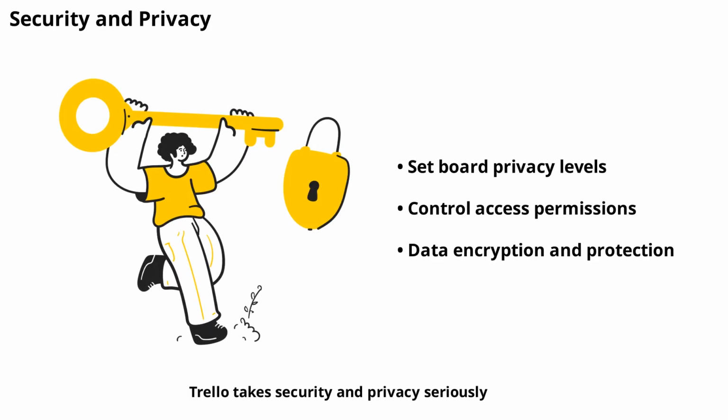Trello takes security and privacy seriously. Boards can be set to private, team visible, or public, and you control who has access. Trello uses encryption and follows best practices to protect your data. Always review your board's privacy settings to ensure your information is secure.